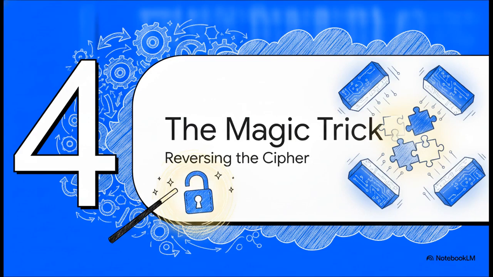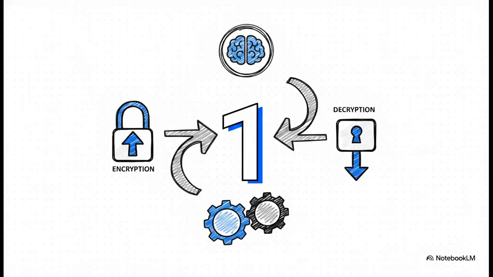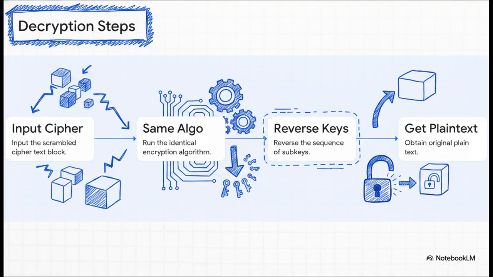And now for my favorite part, the magic trick, reversing the cipher. We've successfully scrambled the data, but how do we get it back? This brings us to the number one rule of Feistel decryption, and honestly, it is a fascinating one. The rule is there is absolutely no separate decryption algorithm. None. It is the exact same algorithm used for encryption. Let's break down how that reverse sequence is even possible.